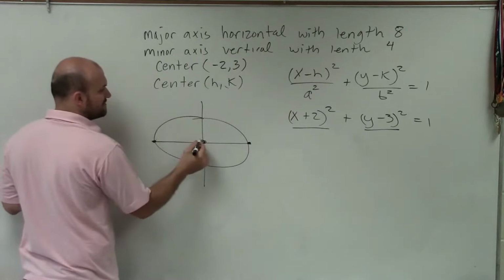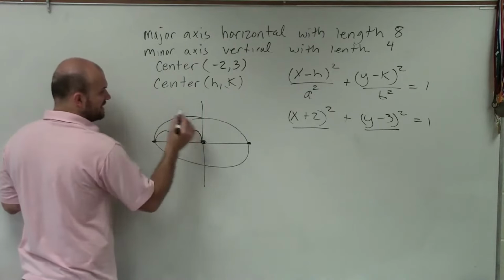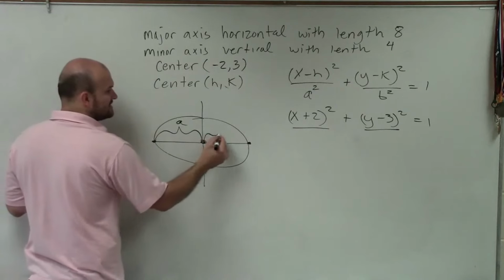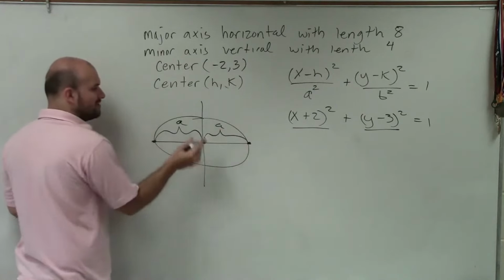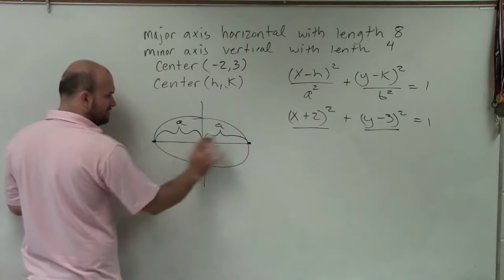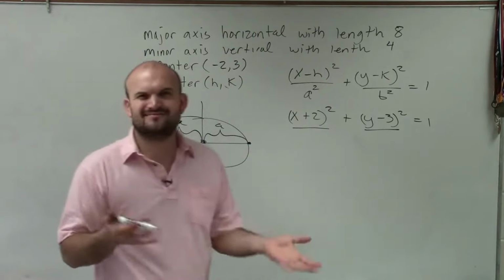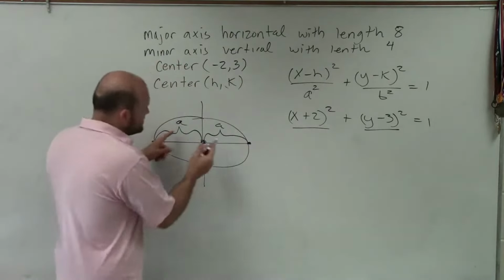Remember, I said the distance from the center to a vertex, or one of the vertices, is a. Well, that distance has to be the same. So therefore, the distance from one vertex to the other vertex is going to be 2a.